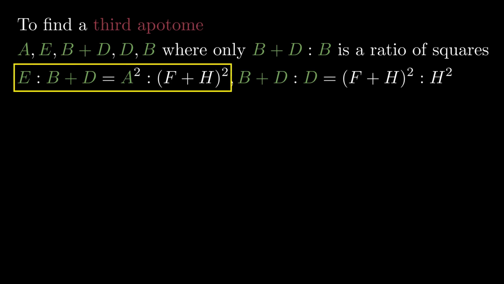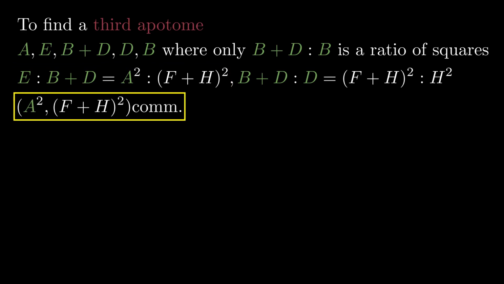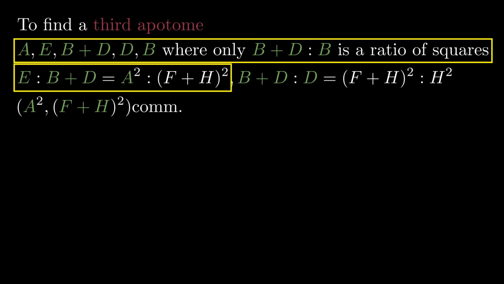E to b plus d is a ratio of numbers, so a squared and f plus h squared are commensurable. A is rational, so a squared, f plus h squared, and f plus h are rational. E to b plus d is not a ratio of square numbers, so neither is a squared to f plus h squared, so a and f plus h are incommensurable.